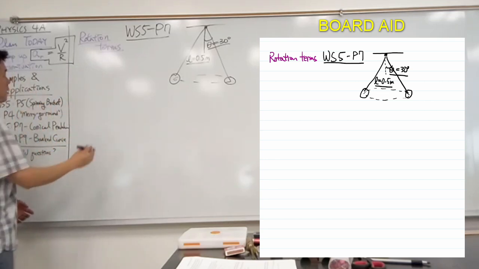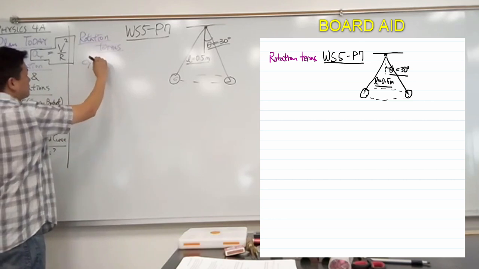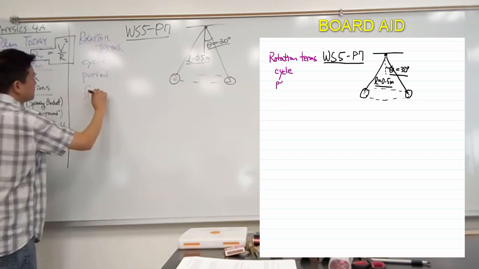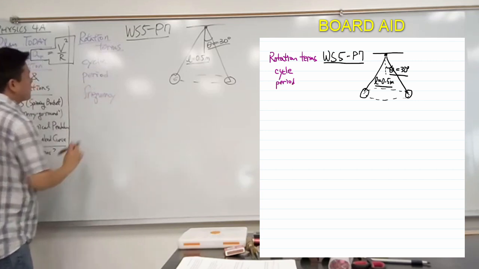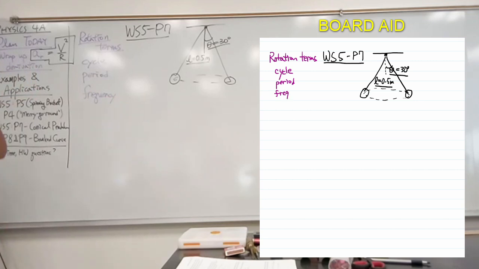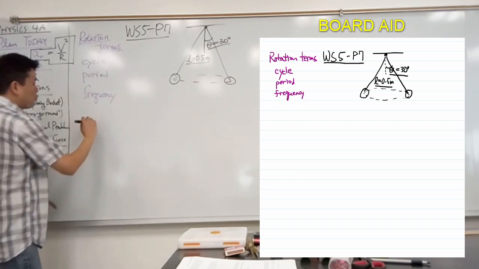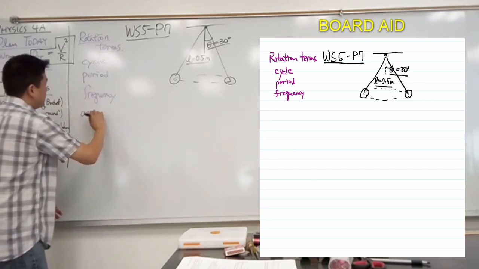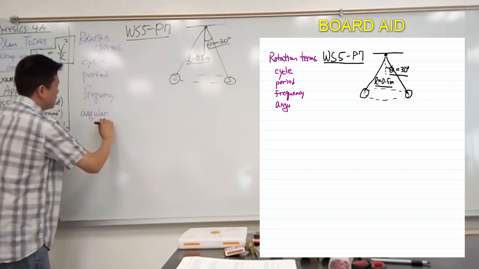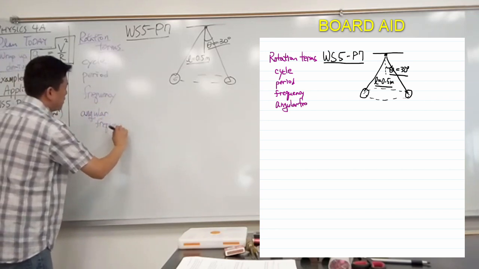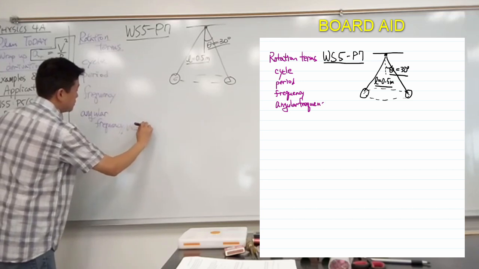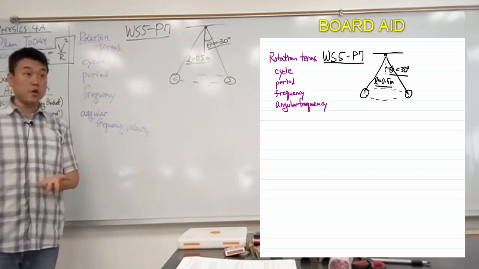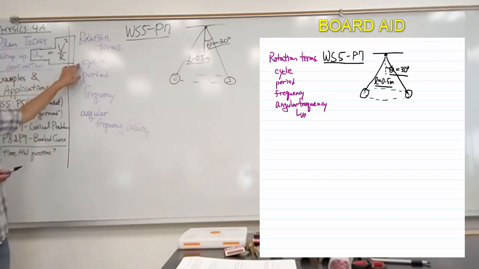When we talk about rotation, there's a cycle, period, frequency, and let me end with one last term, which goes by two different names. Sometimes they are synonymous, sometimes not: angular frequency, or sometimes angular velocity. I think these are the most common terms that everyone should know when we are talking about circular motion or rotation. Everyone knows what a cycle is?